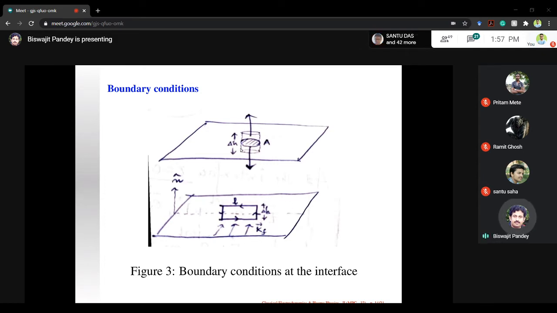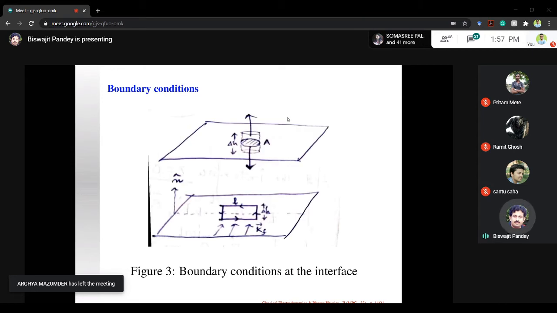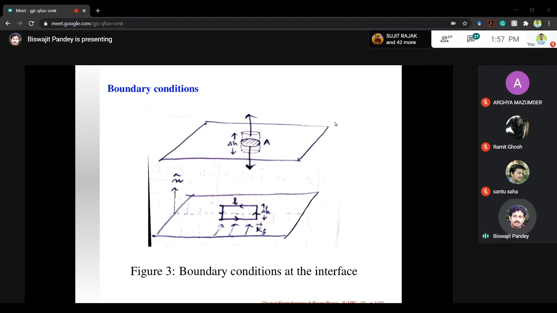So here I have drawn two pictures to illustrate the boundary conditions. Look at the first equation here, D dot n dS. We have assumed a cylindrical pillbox passing through the surface. This rectangular region represents the interface between the two media. Suppose this is one medium, this is another medium, and this is the interface. This shaded portion lies on the interface, the upper part resides in the first medium, and the bottom part resides in the second medium.